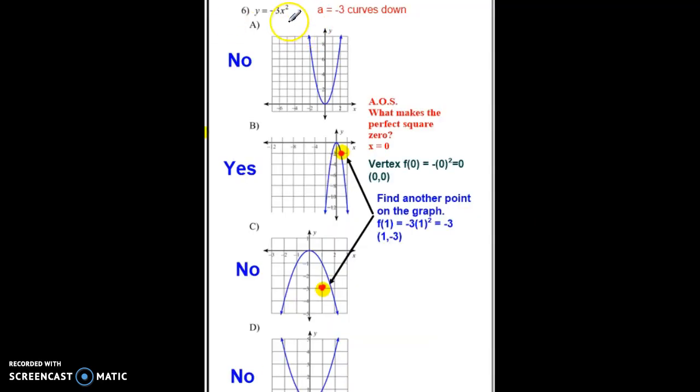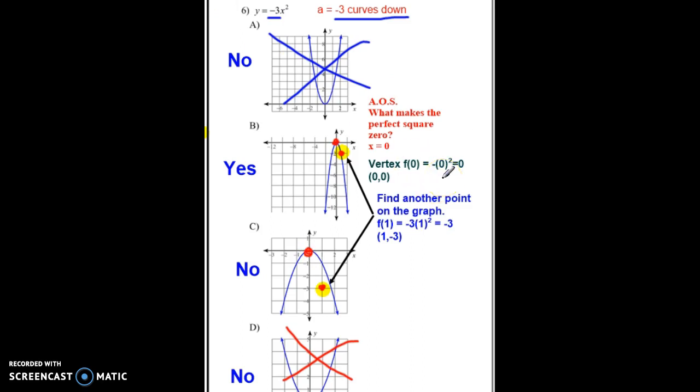In problem number 6, show me some characteristics that you know what you're doing. So I have A is negative 3, so that means it curves down, so I know the first one is incorrect. And the last one's incorrect. So I'm going to find the axis of symmetry, which was 0. And I plug that in, I get 0, 0 for the vertex. So here's the vertex right here, and here's a vertex right here. That did not help me figure out what's the correct answer.